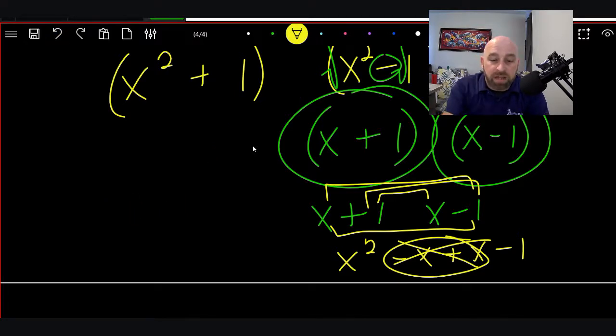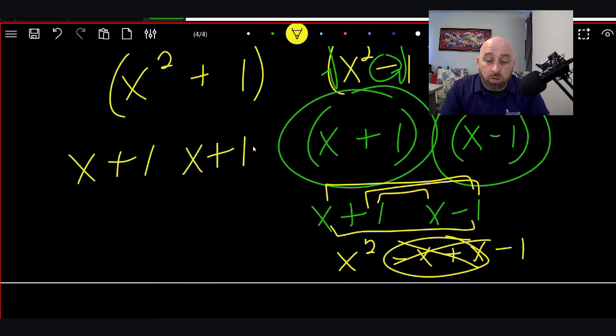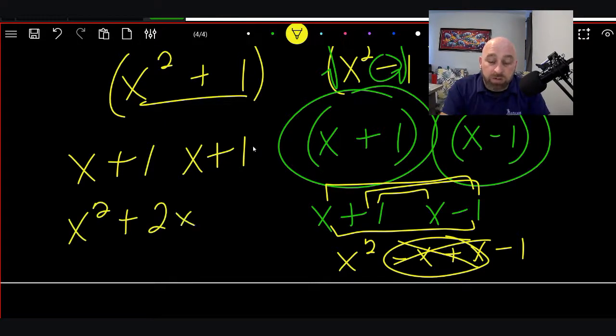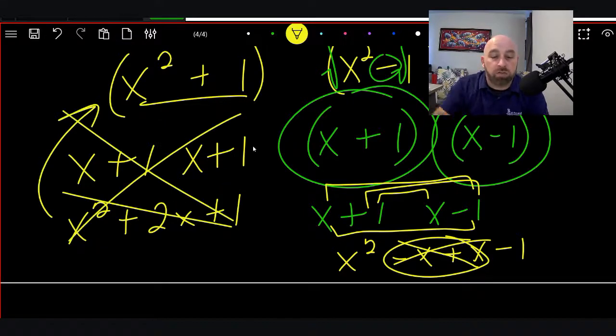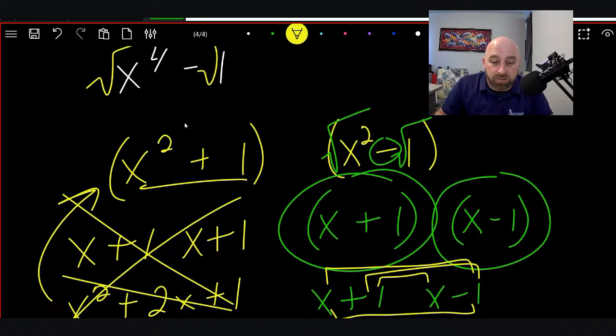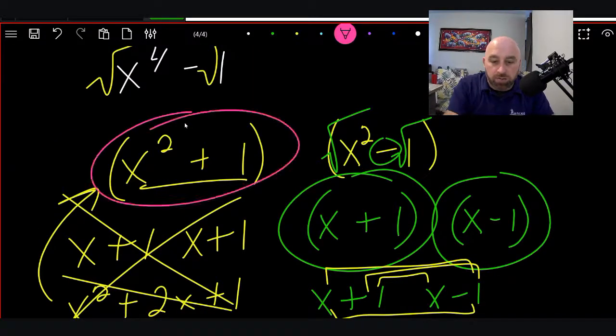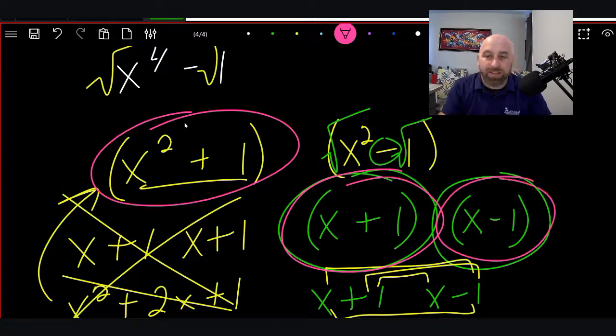But if I FOIL this, for example, if I try to factor it, let's say I try to factor it x plus 1, x plus 1. Well, that's not going to give us this. That's actually going to give us x squared plus 2x plus 1. And so that did not give us the same thing. So you can't do that. Okay? So this is wrong. You can't factor this. This is your final answer right here. So you'd circle that. This is your answer, and this is your answer.